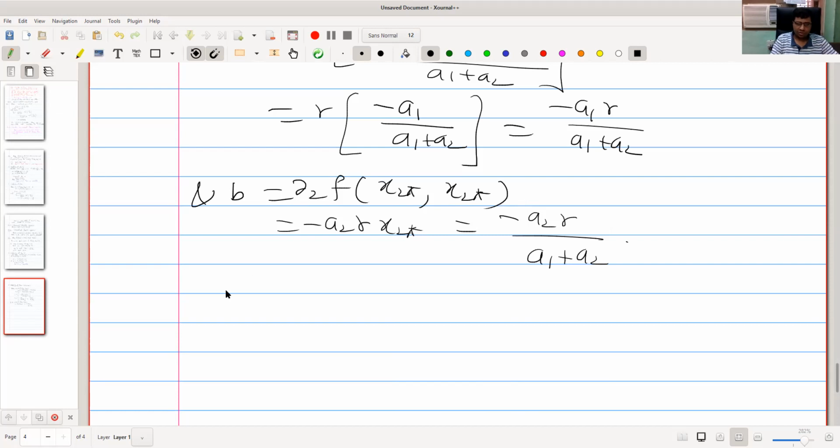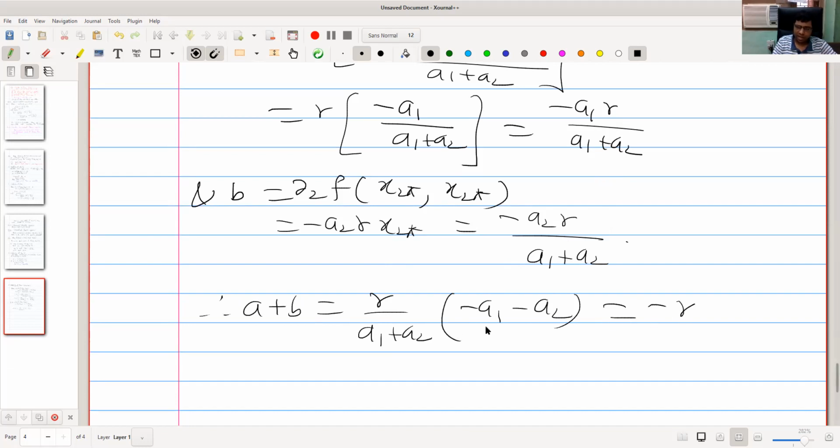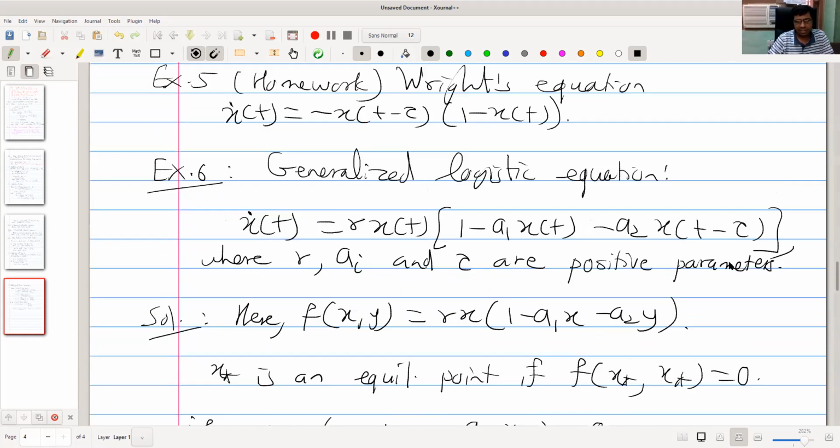Therefore, what is a plus b? Addition of these two things, there are some common terms, r divided by a1 plus a2, times minus a1 minus a2. So it is equal to minus r, simply minus r. Okay, and r is a positive number, so this is negative. Minus r is negative. Now what does our result say?